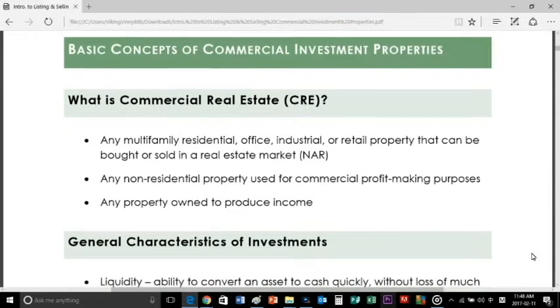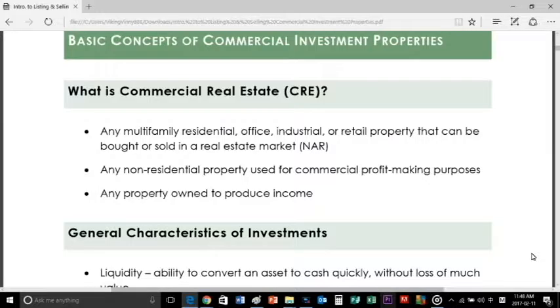Basic concepts of commercial investment properties. What is commercial real estate, CRE? Any multifamily residential, office, industrial, or retail property that can be bought or sold in a real estate market, per NAR. Any non-residential property used for commercial profit-making purposes. Any property owned to produce income.